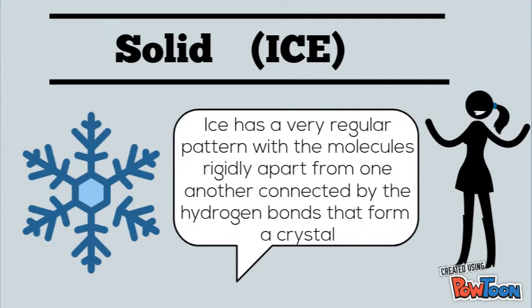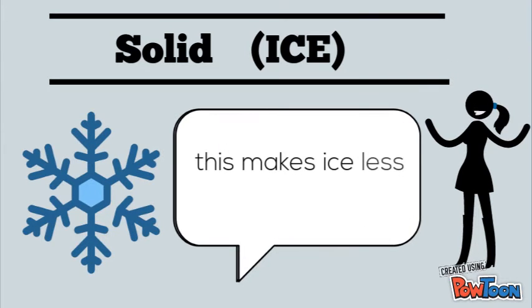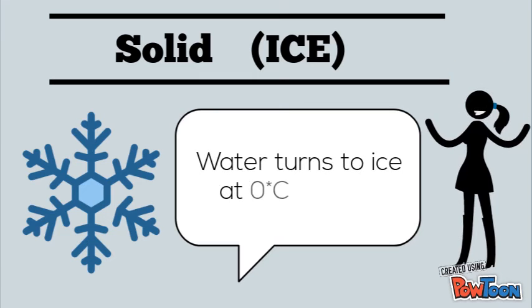These crystals have a number of open regions and pockets, making ice less dense than liquid water. This is why ice floats on water. Ice forms when the temperature is below freezing, 0 degrees Celsius or 32 degrees Fahrenheit.